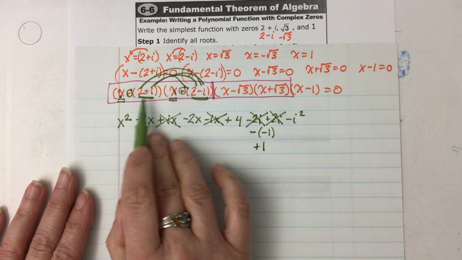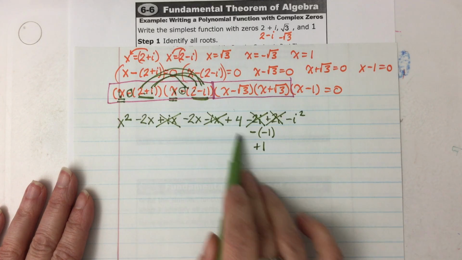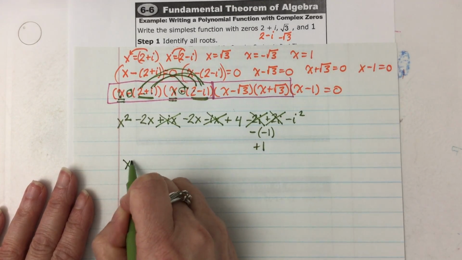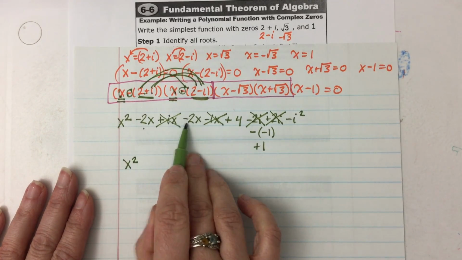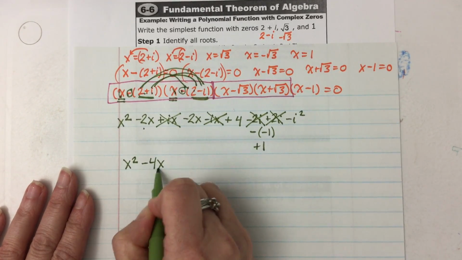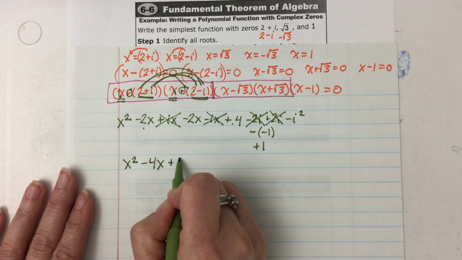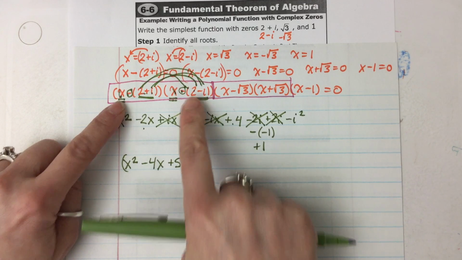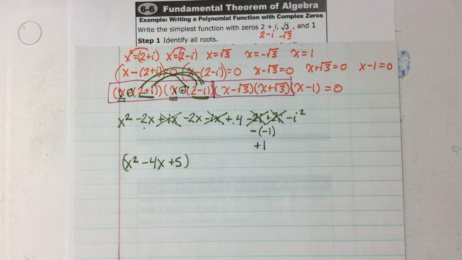So when I multiply these two together, I'm going to get whatever I end up with when I combine like terms here. So it's x squared, negative 2x and negative 2x is negative 4x. 4 plus 1 is 5. Now that's kind of crazy. You multiply these two crazy things together and you get x squared minus 4x plus 5.